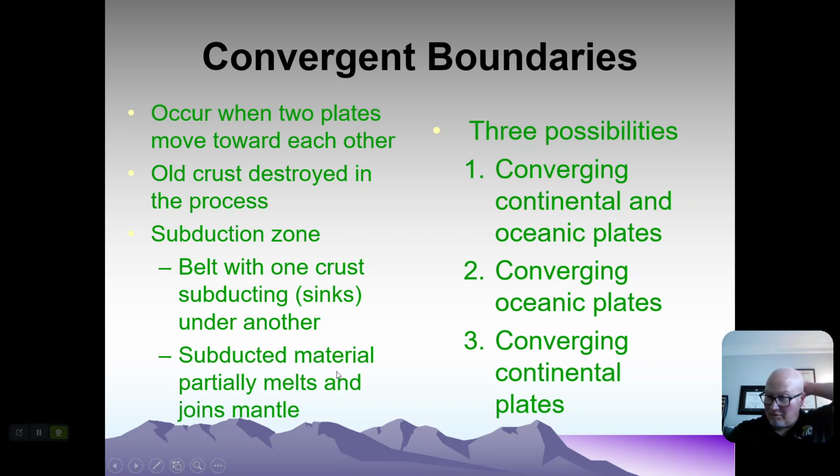So the subduction zone is where one crust is subducted or sinks underneath the other. The subducted material melts and joins the mantle. This also creates a great deal of heat, which ultimately ends up in volcanism a little ways away from where it was subducted. So we could have converging continental and oceanic plates, converging oceanic plates, and then converging continental plates.